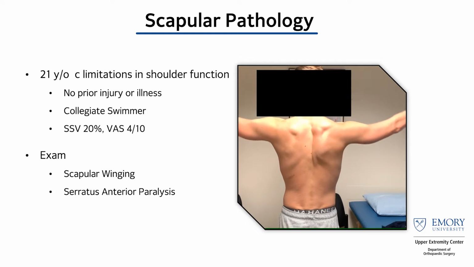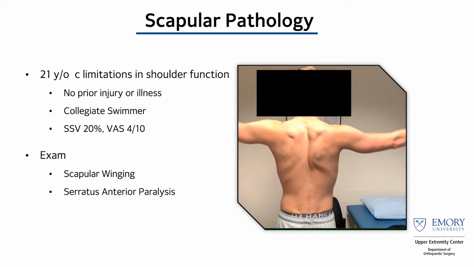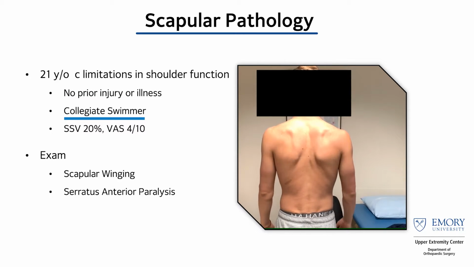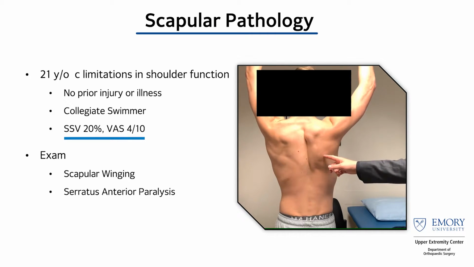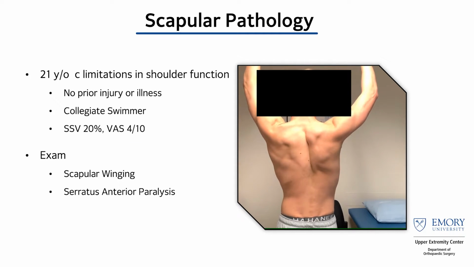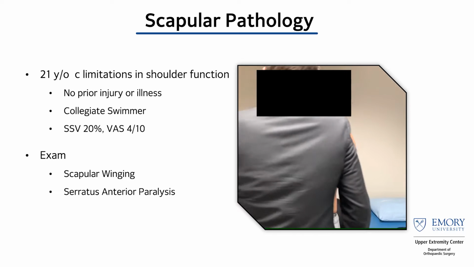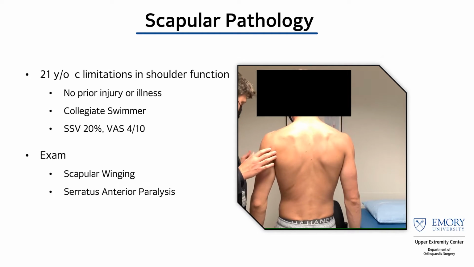Here's another example, a 21-year-old swimmer, limitation in shoulder function, no prior injury, collegiate swimmer, but very limited shoulder function. He woke up one day and couldn't move his shoulder. No prior injury, nothing else really to explain this. You can see his examination.